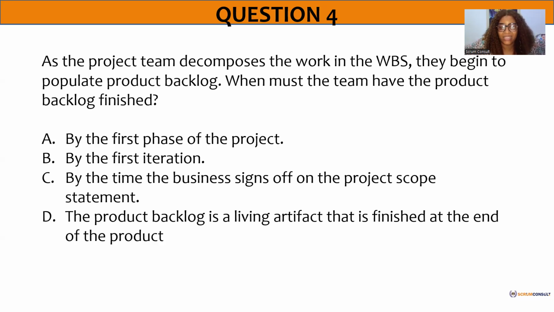But here it says, as a project team decomposes the work into the work breakdown structure, they begin to populate the product backlog. When must the team have the product backlog finished? We'll see this in Agile. The product backlog is never closed when we get to Agile. You see that scope? We don't have anything like a baseline. That product backlog is open from the beginning of the project to the end. And that's why we say it is a living document. It's a living artifact. It evolves. As the project is evolving, the artifact is open. So we can bring in 1,000 changes as we want. Millions, any change you want.